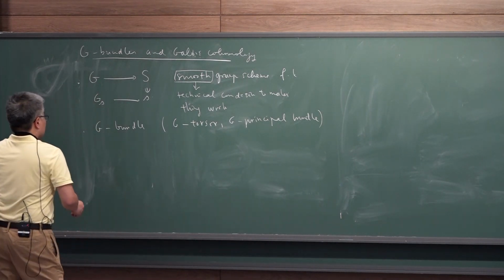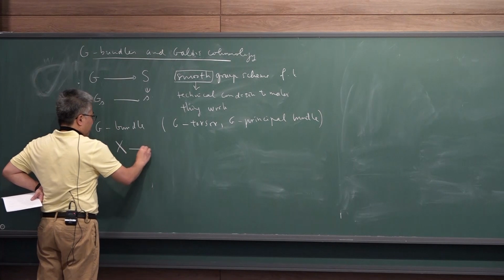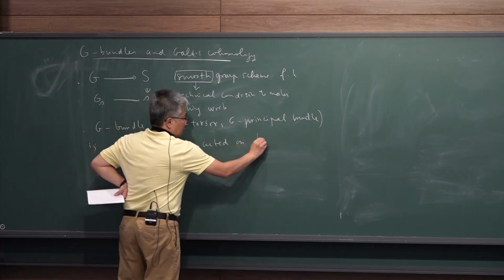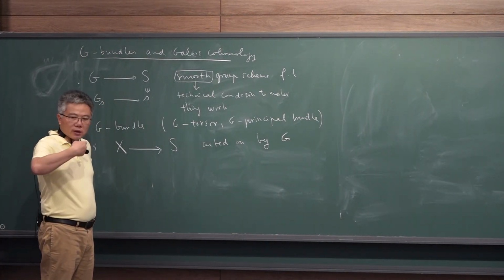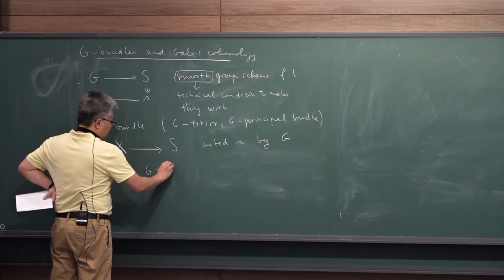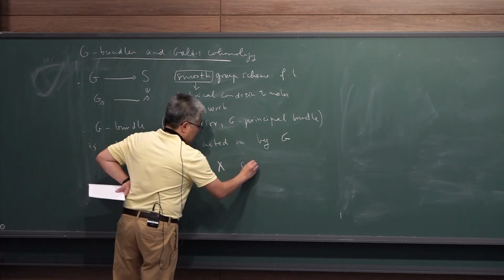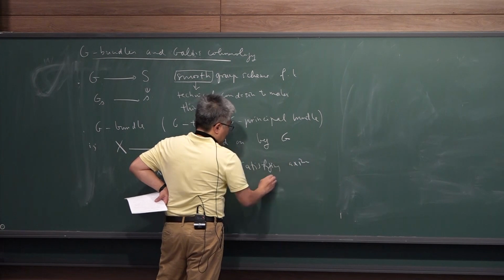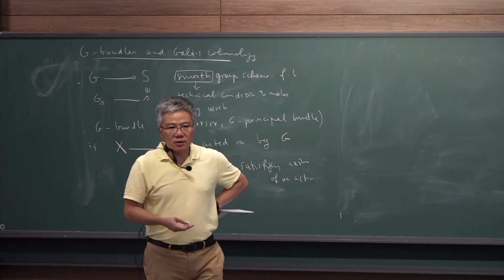So a G-bundle is what? A G-bundle is a scheme over S, so a map from X to S, acted on by G fiberwise. What it means is that you have a map from G times X into X, a fiber product over S, satisfying the axioms of an action. What you require for an action of a group on a set, you require the same identities.